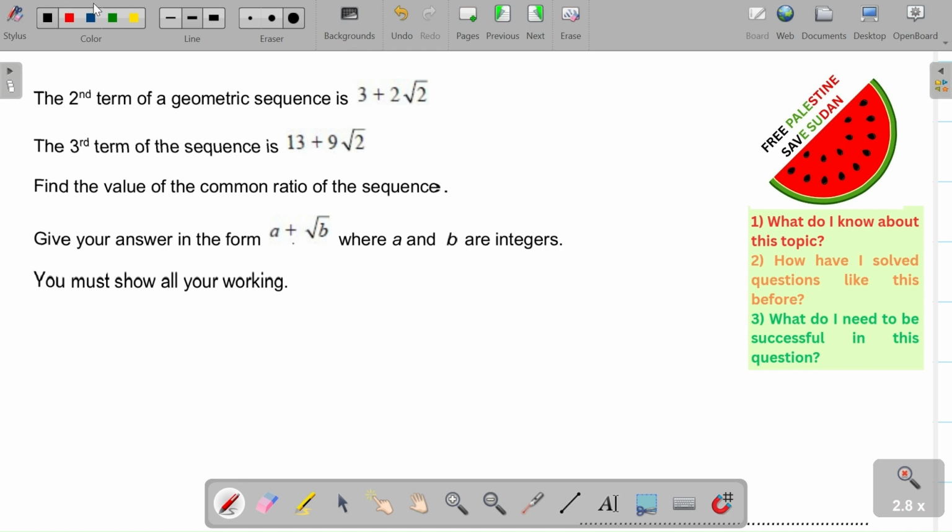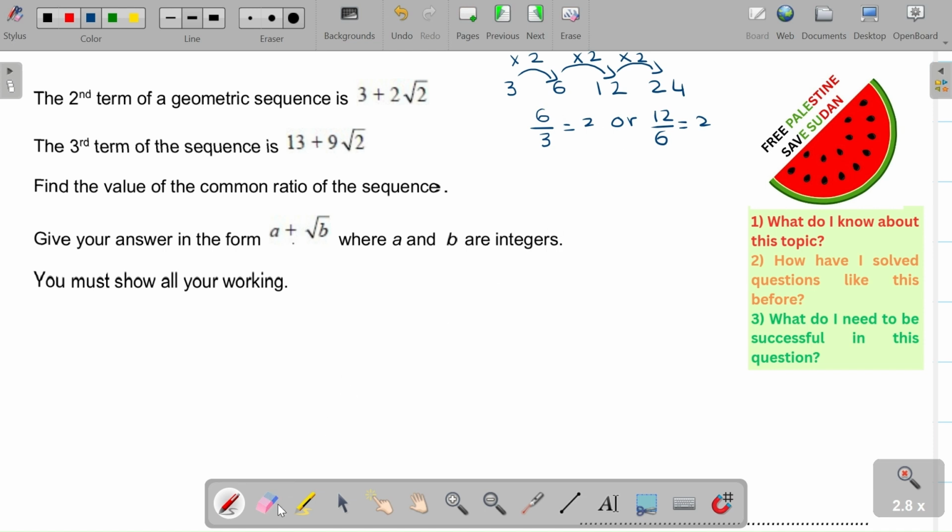So, for example, a geometric sequence could be like so. 3, 6, 12, 24. And in a geometric sequence, you either multiply or divide by the common ratio to get to the next term in the sequence. So in this case, the common ratio is 2. And to find the value of the common ratio, what we can do is divide one term by the other. So two consecutive terms, 6 divided by 3 would give you 2, or 12 divided by 6 gives you 2, and so on and so forth.